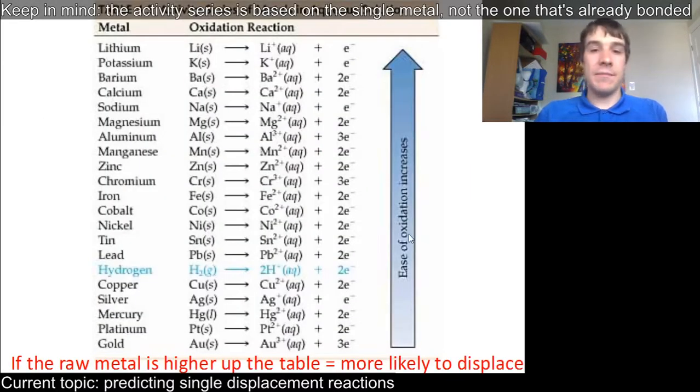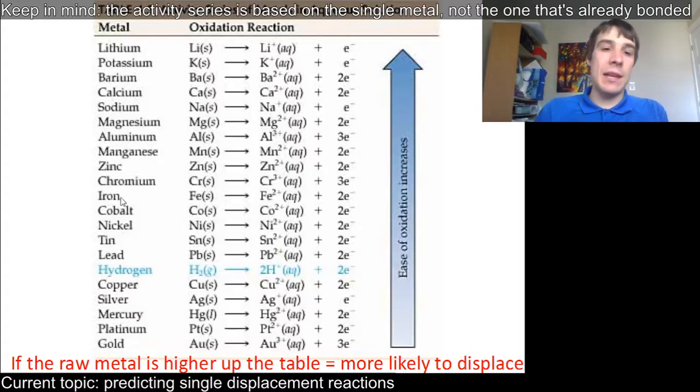So here's an activity series. Keep in mind, it's based on the single metal, not the one that's already been bonded. So if we want to prove that aluminum will replace iron, aluminum should be higher up than iron in the table. And when we look at it, here's aluminum, right there. Notice solid aluminum, and it's higher up than iron. So the aluminum will replace the iron. It has a higher activity than the iron. So that predicts that it will be an effective replacement.